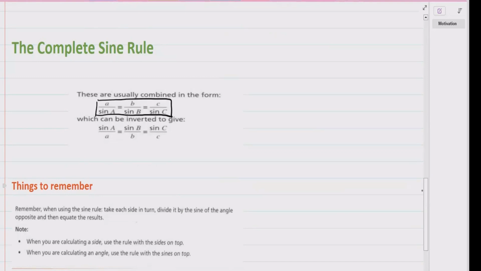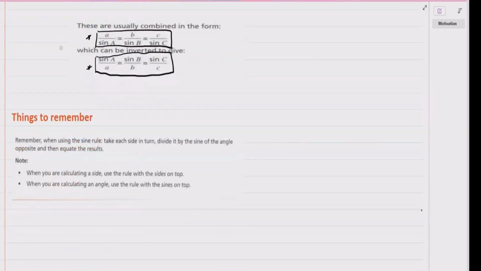In the same way, when we take the reciprocal of the first part, the second and third parts are reciprocated automatically. So we can write the same formula with the angle above and the side below. So the complete sine rule has two variants: a upon sine A equals b upon sine B equals c upon sine C, and likewise sine A upon a equals sine B upon b equals sine C upon c. Which formula do we use in which case?